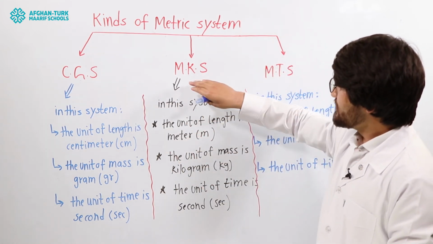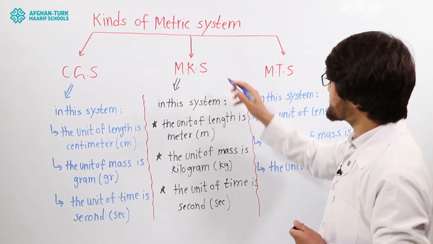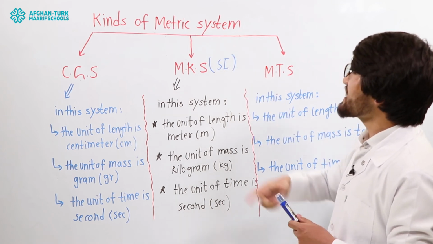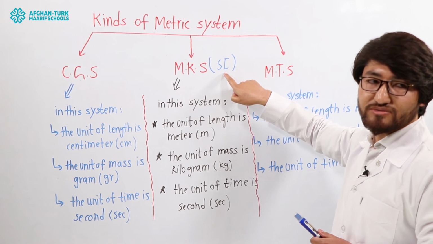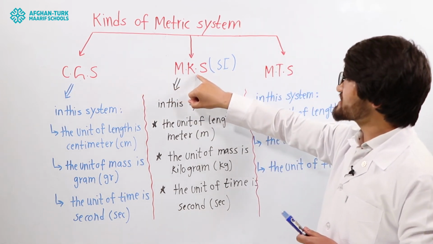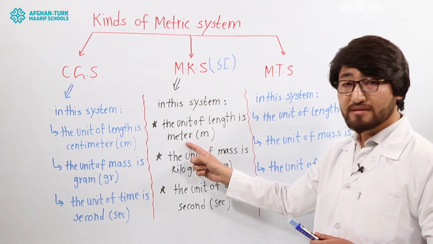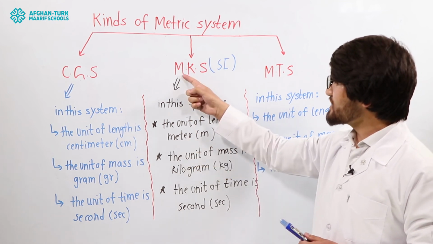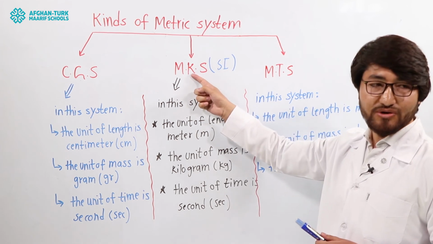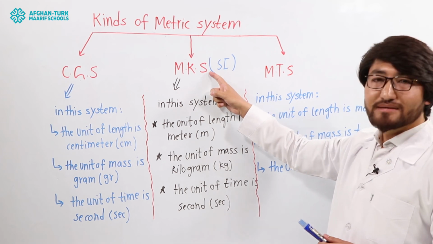Now move on to the MKS system. The MKS system is also called the SI system. We cannot say the CGS system is the SI system. Just the MKS system is the SI system. In this system, the unit of length is meter. M represents meter. The unit of mass is kilogram. K represents kilogram. The unit of time is second. S represents second.